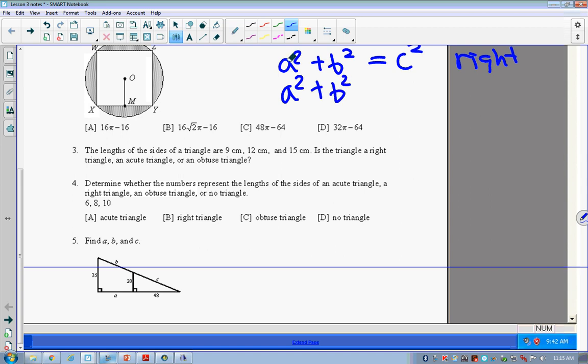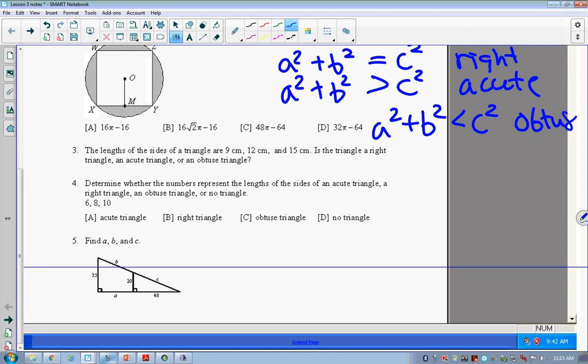But it doesn't always. In fact, sometimes it's greater than c squared, or c squared is smaller. So it is acute if the longest side is too small. If the longest side is too big, it's going to be obtuse. Now, I'm going to erase that so that we can work, but you should probably write that down because it will be a quick way for you to figure out that type of question.